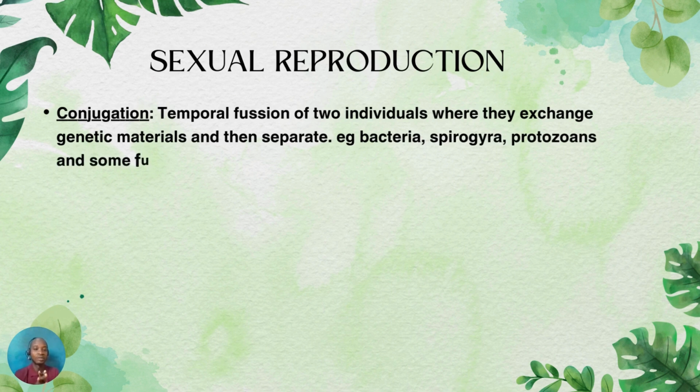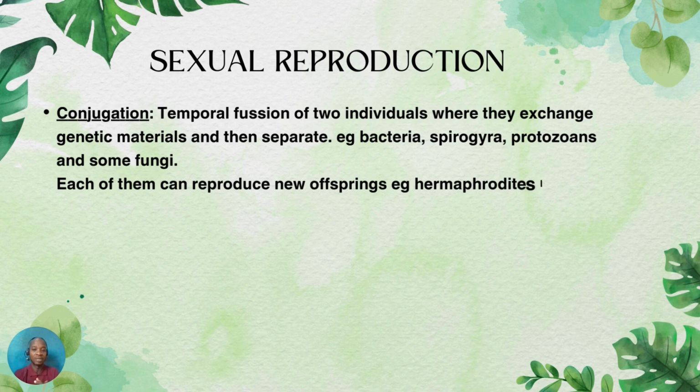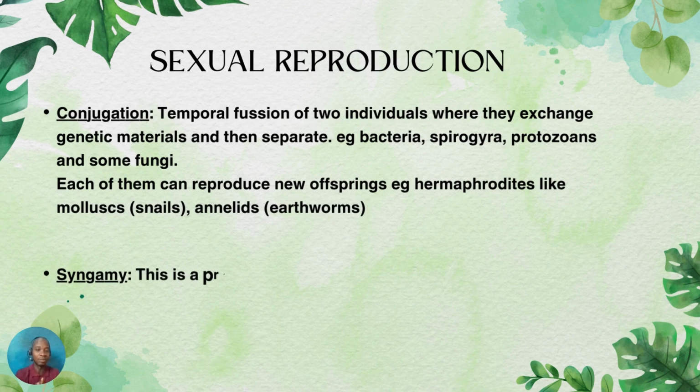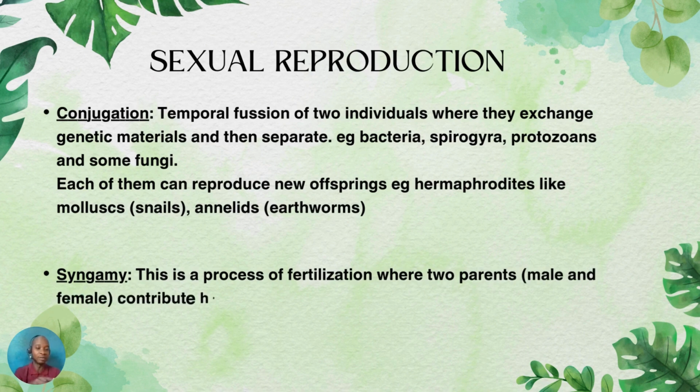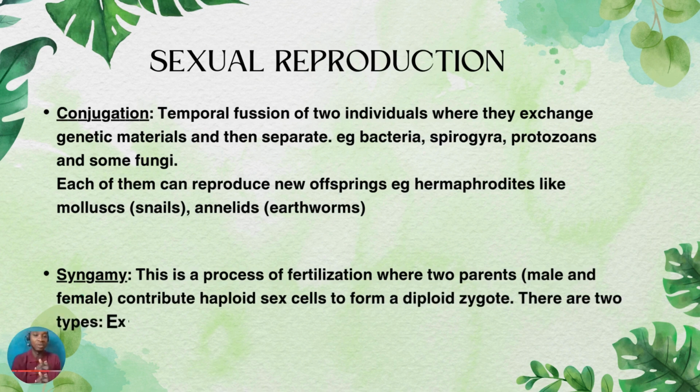Now, in conjugation, you see two individuals that temporarily fuse together, exchanging genetic material between them and then separate and they begin to reproduce. We see this in bacteria, we see it in spirogyra, we can see it in protozoa and some fungi. Now, we can also see this in some hermaphrodites or the monoecious organisms. They have both the male and the female sexual parts in the same organism. So we see that in mollusca, that's the snails. We see that in annelids, in the earthworms, and many more.